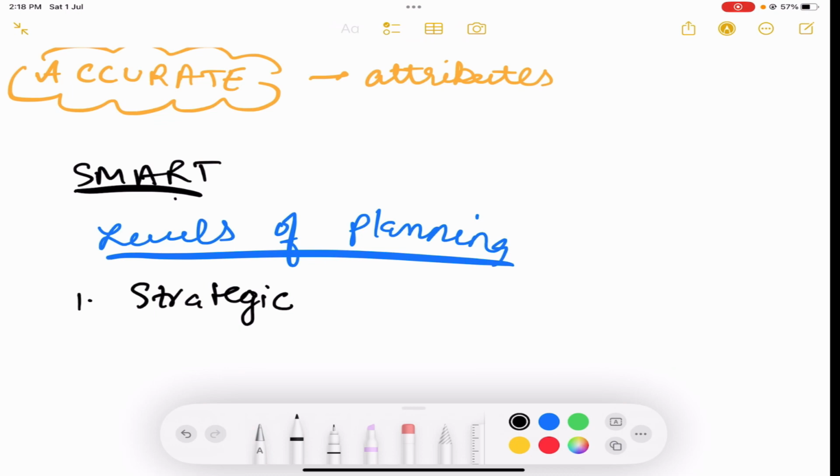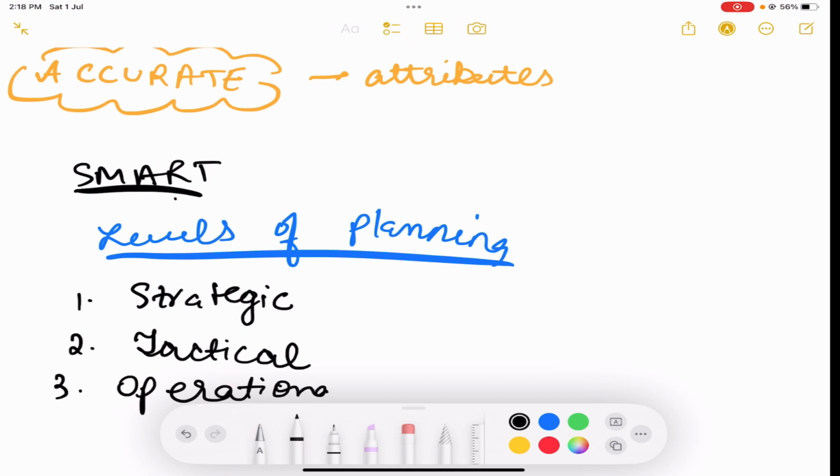most top level management. Strategic planning is also known as long term planning or corporate planning. So whenever we talk about corporate planning or long term planning, you know that we are referring to the topmost level of management. Moving on from that, we have the tactical level of planning. Tactical always refers to the middle level of management, and after tactical we have the lowest form of management, which is operational planning, which talks about the day-to-day planning.